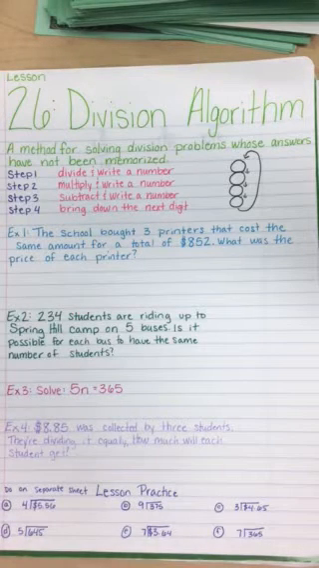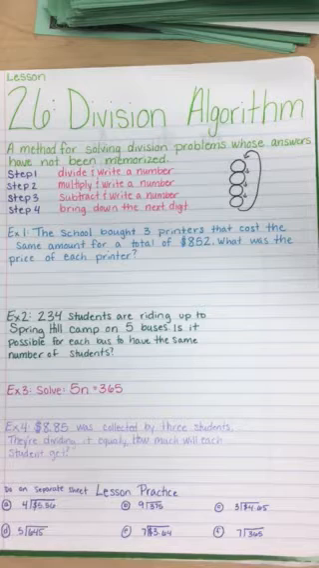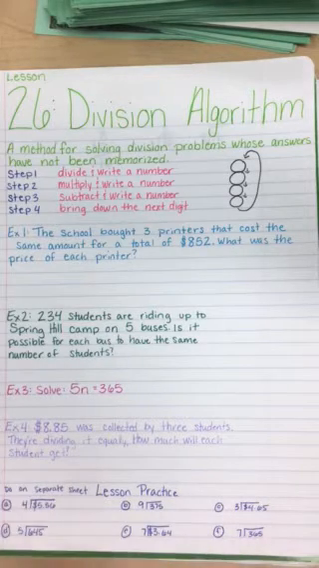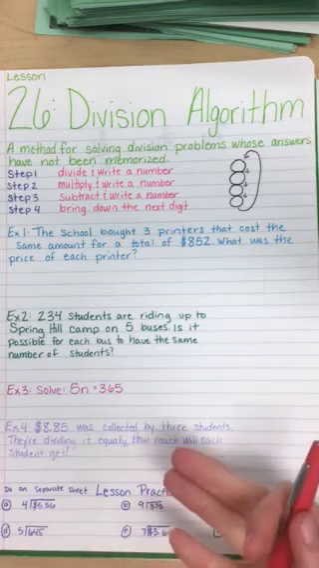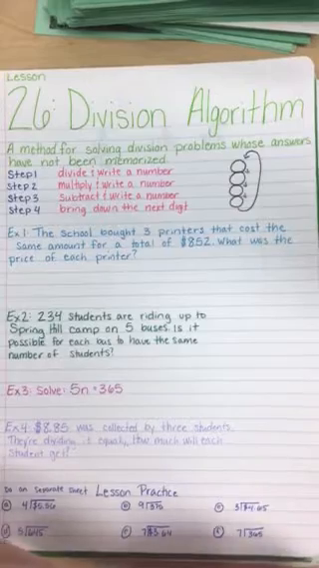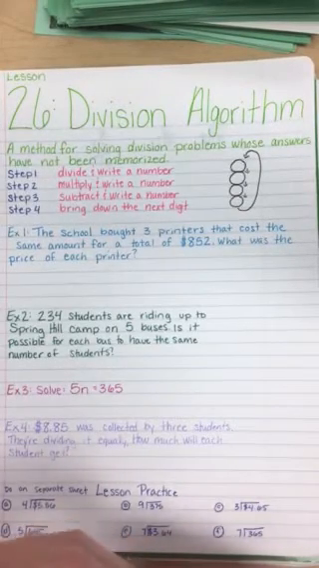Okay, lesson 26, the division algorithm. An algorithm is just a method for solving division problems whose answers you haven't memorized. For example, you wouldn't need the division algorithm for 25 divided by 5, because you know that is 5 in your head. This is for problems that you'd have to figure out by solving and doing long division.